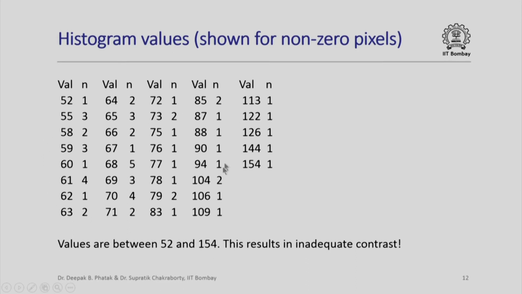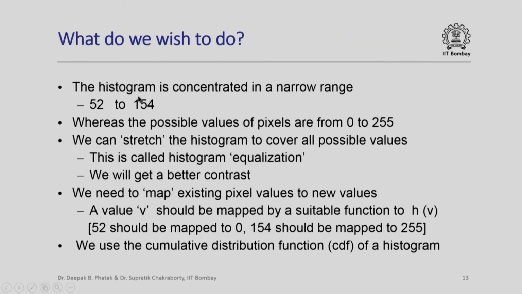Imagine if this contrast was to be removed, then what we must do is somehow the histogram which is concentrated in a narrow range between 52 and 154 needs to be stretched, because the possible pixel values are 0 to 255. So, if we can stretch the histogram such that it covers all possible values, then we might get a picture with a better contrast. This process is called histogram equalization.